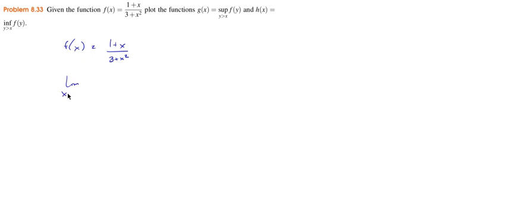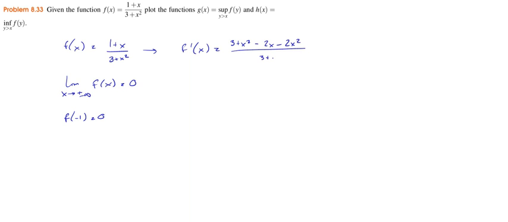It's easy to see that the limit when x goes to plus and minus infinity of f is going to be 0. Okay, good. And f has a zero at minus 1, right? f at minus 1 is 0. Then let's compute the derivative to find the extrema. You have the derivative of the numerator times the denominator minus (1 + x) times 2x, so 3 + x² - 2x - 2x², divided by (3 + x²)², and this is equal to (3 - 2x - x²) divided by (3 + x²)².